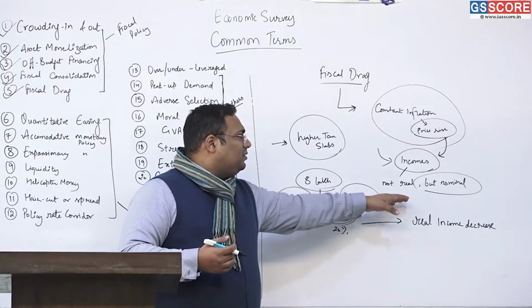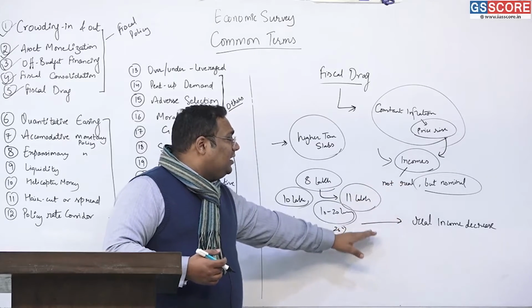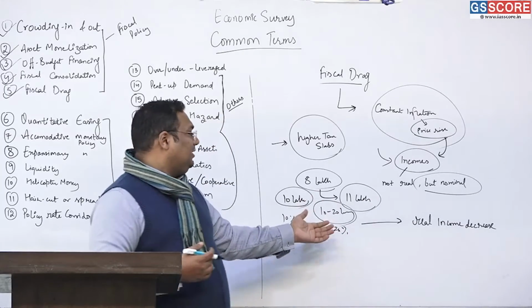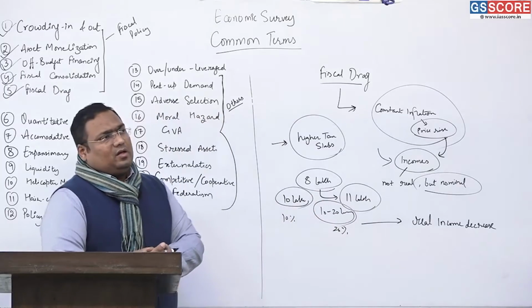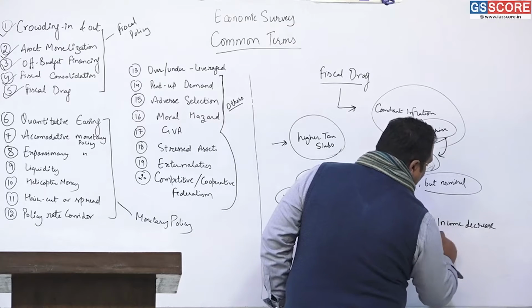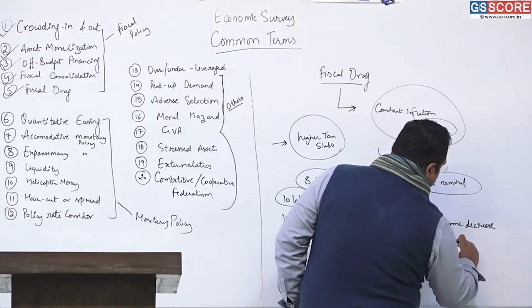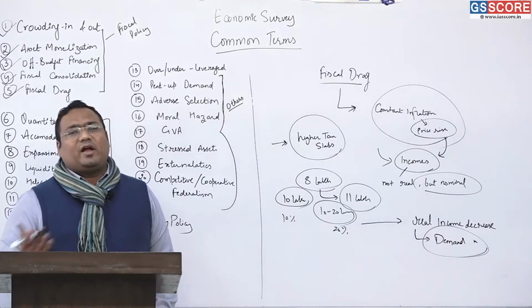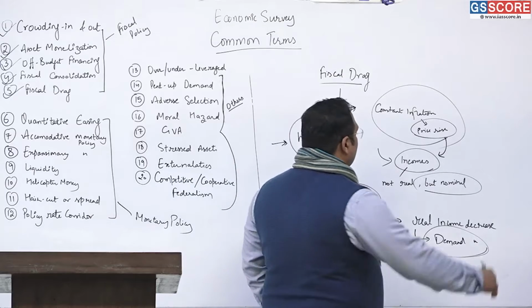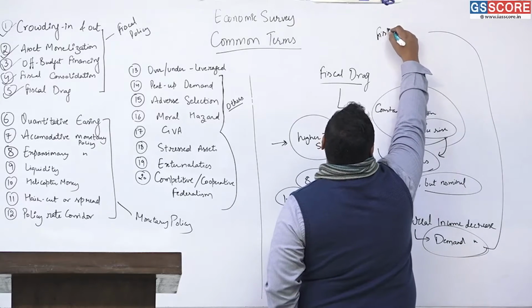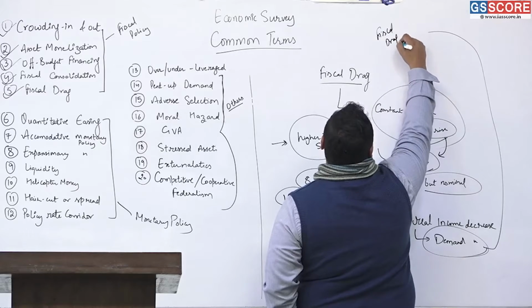As a result, their real income will decrease. Both their nominal and real incomes will decrease because of higher taxes. And as your real income decreases, your demand decreases. And this decrease of demand is called fiscal drag. Okay? This decrease of demand is called fiscal drag.